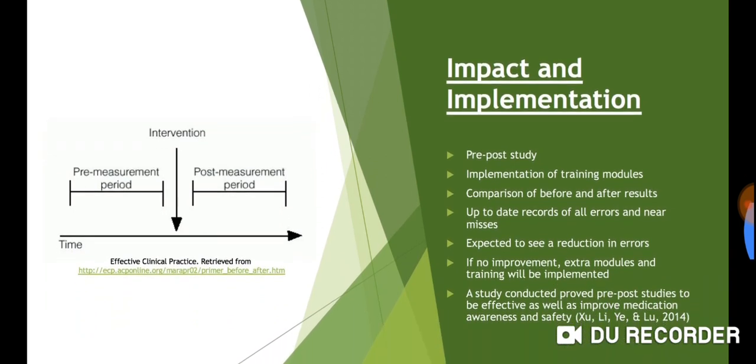To assess the impact of our SMART goal, we will be conducting a pre-post study. Before implementation of our training modules, we will record the number of errors that have occurred already. After all employees have completed the training modules, we would again record the number of errors related to what our goal is set out to achieve, and then compare. A comparison between the two results will allow us to determine if the training modules have had an impact on the number of errors that have occurred in the workplace.